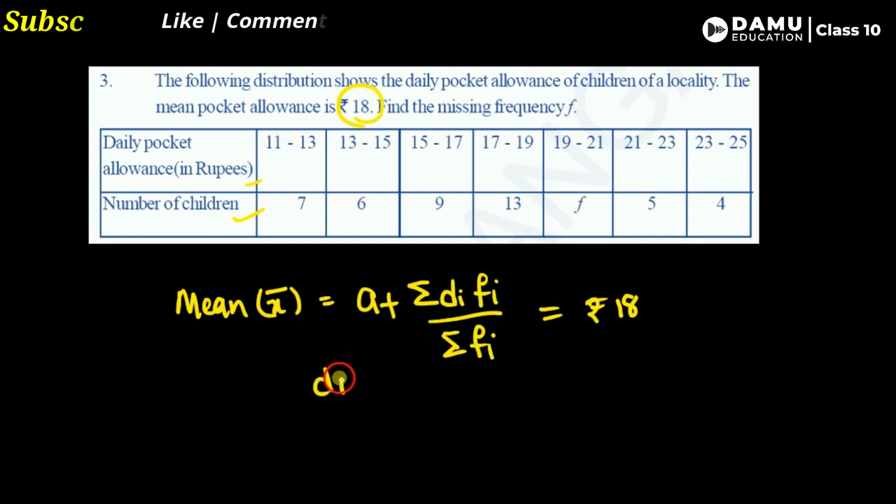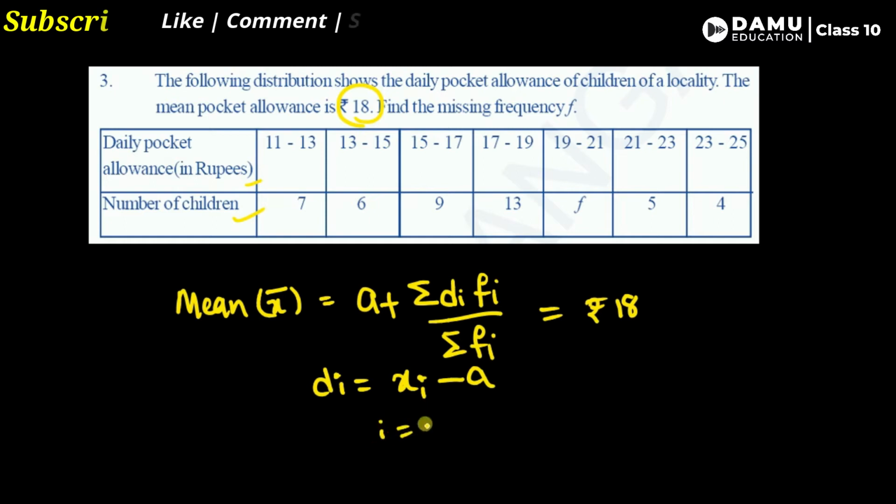So what is the deviation value? The deviation values will be the fluctuating values with respect to the assumed mean. So from the mean value, what is the difference? So xi minus a. So this is the deviation value. Xi is nothing but the middle values. We are going to calculate the average of each interval. So that is the xi.